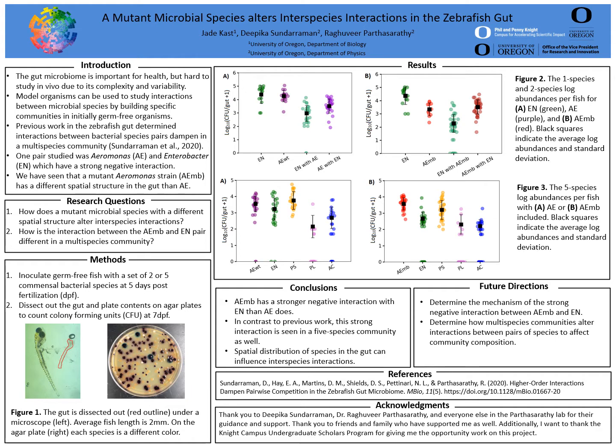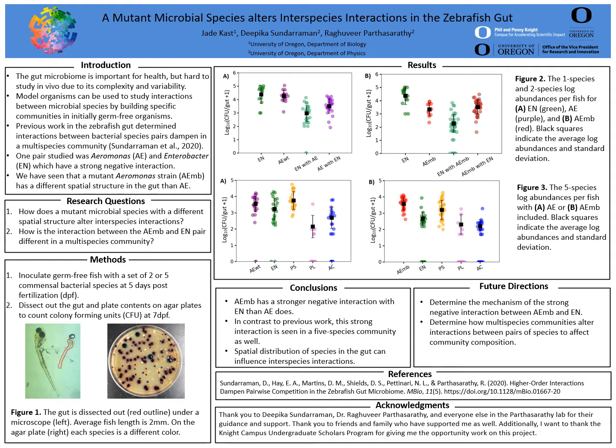One method to study interactions is by using germ-free model organisms, and then introducing a chosen set of microbial species to form a specific gut community. Previous work from my research lab used this method in the larval zebrafish gut, and found that interactions between commensal bacterial species pairs dampened in a multi-species community.